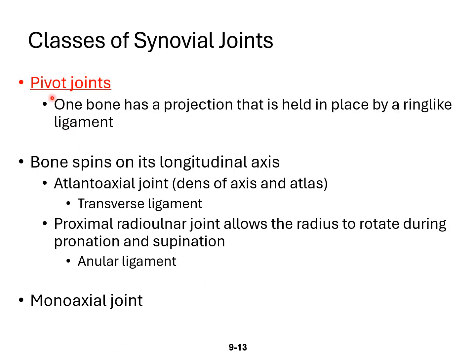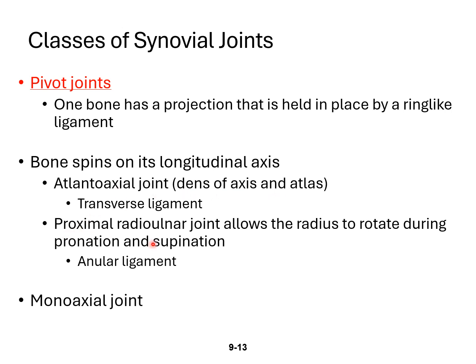Our last class of synovial joint is a pivot. One bone has a projection that's held in place by a ring-like ligament. So the atlantoaxial joint, the dens of the axis and the atlas. This allows you to turn your head from side to side. That transverse ligament goes around the atlas and the dens. And what happens? It allows your head to turn from side to side. Or if somebody says, do you want to go hang out later? And you're saying no, you're using the atlantoaxial joint of your axis and atlas.